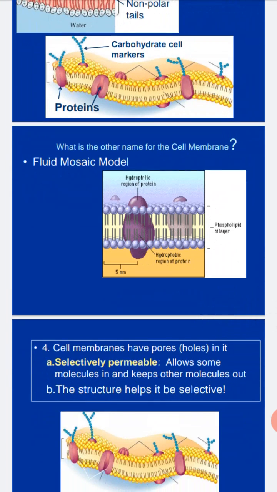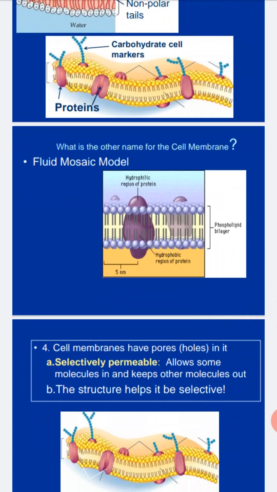Now the cell membranes have pores also. Why do they have pores? Because they are selectively permeable. As I told you before, they allow certain molecules to enter and certain molecules to come out. They will let some go inside and let some come out.